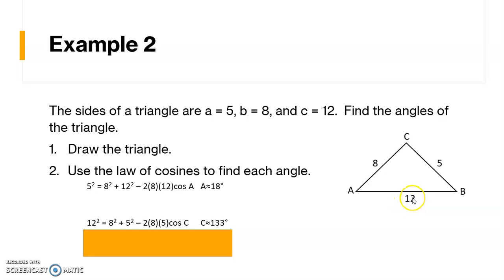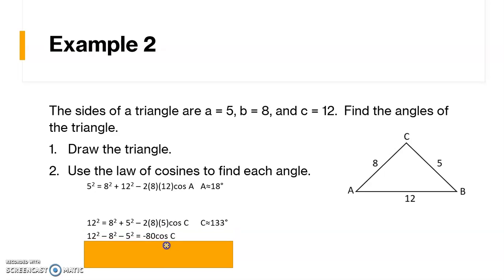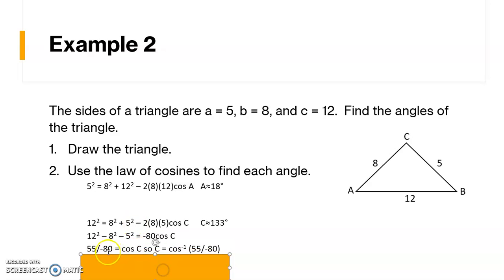So I'm going to do 12 squared equals 8 squared plus 5 squared minus 2 times 8 times 5 times the cosine of C. Now, C comes out to be 133 degrees, and we would do 12 squared minus 8 squared minus 5 squared to get 55. Then I would do 55 divided by, now 2 times 8 times 5 is 80, so divided by negative 80.